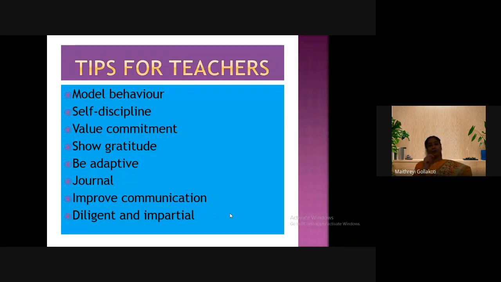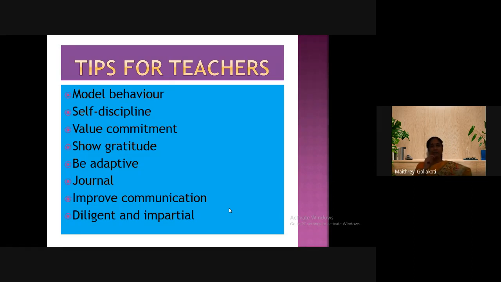Tips for teachers. What are the tips that can be given to improve leadership skills? All the teachers, I believe, have leadership skills to some extent. Otherwise, we won't become teachers. We have leadership skills already. It just needs a little bit of shining or a little bit of honing, isn't it? So, what are the tips?